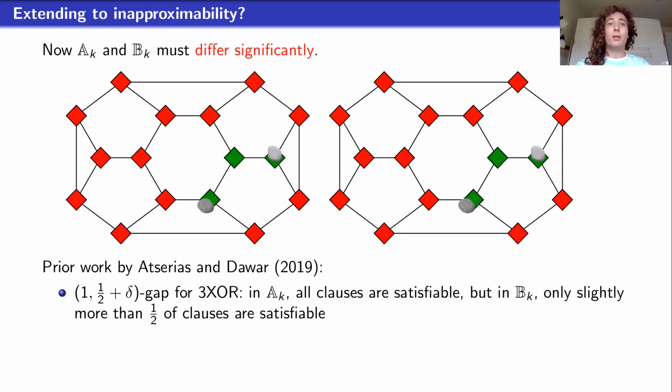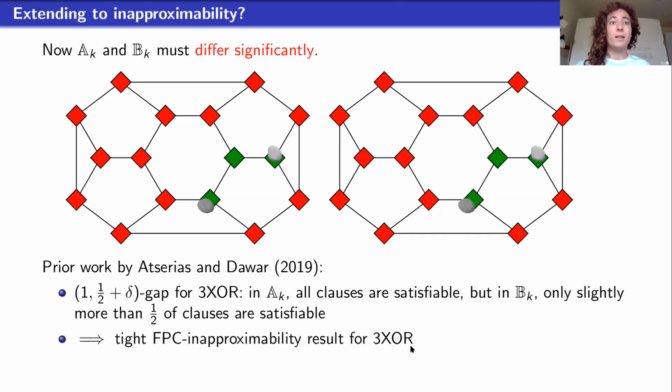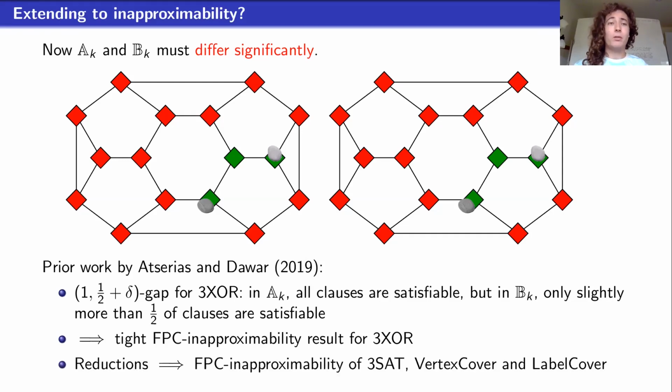In other words, they constructed a sequence of 3-XOR instances, A_k and B_k, where in A_k, all the clauses were satisfiable, and that's what this 1 corresponds to. But in B_k, only slightly more than half of the clauses were satisfiable. And what this implies is a tight FPC inapproximability result for 3-XOR. From this initial gap construction, they use reductions to show FPC inapproximability results for a handful of other problems.